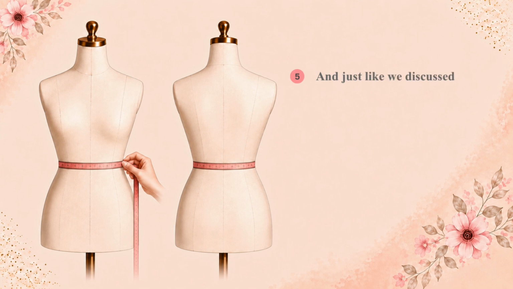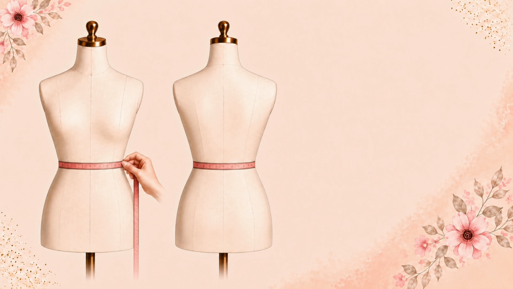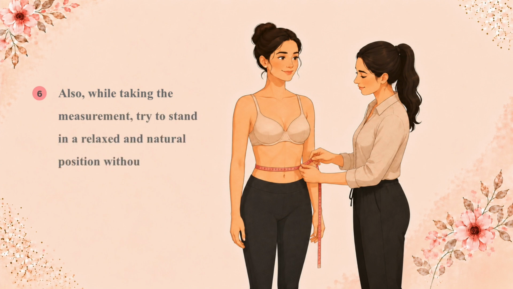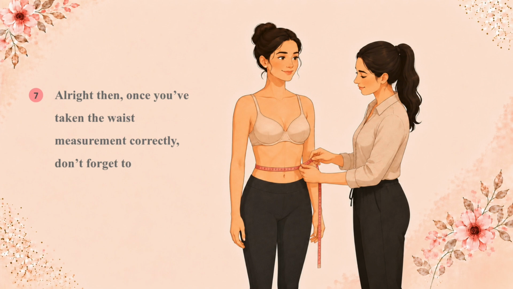And just like we discussed when taking the bust measurement, the tape should sit comfortably around the body, not too tight and not too loose. Also, while taking the measurement, try to stand in a relaxed and natural position without holding your breath. All right then, once you've taken the waist measurement correctly, don't forget to write it down in your measurement chart before you forget it later.